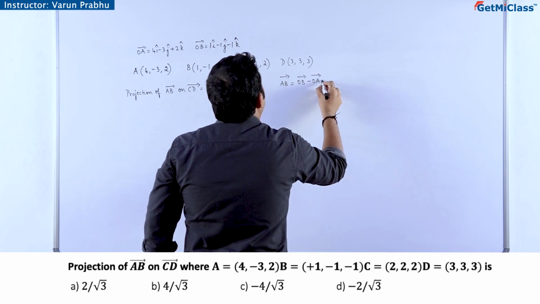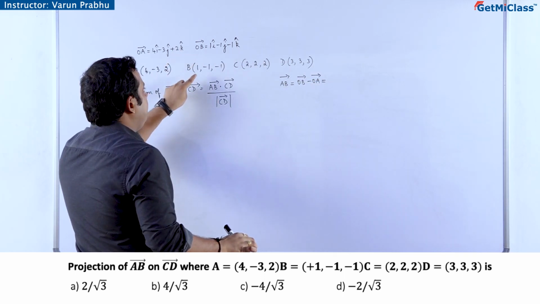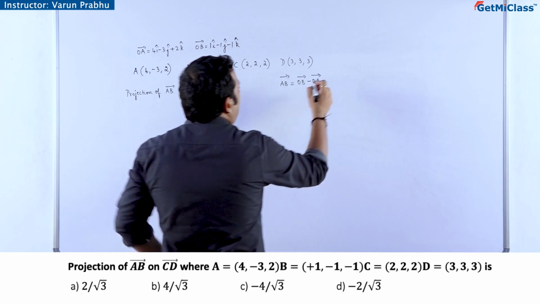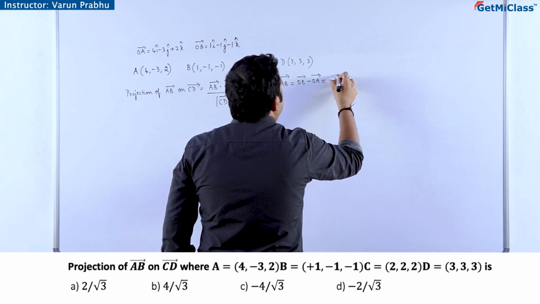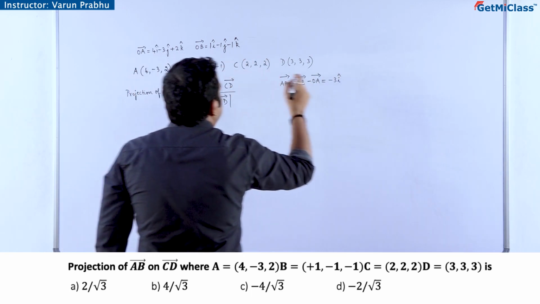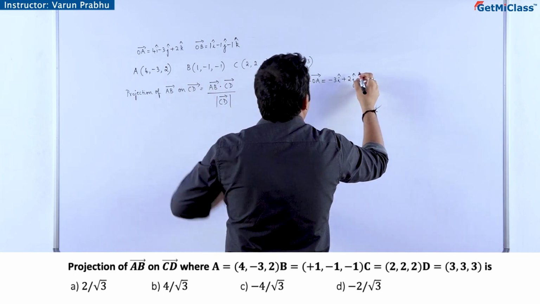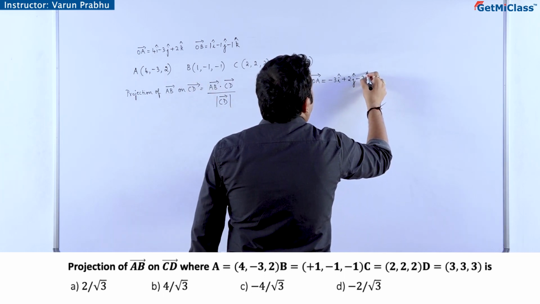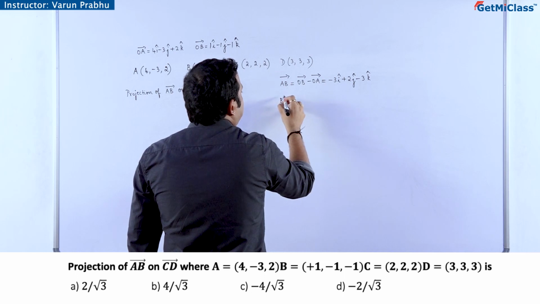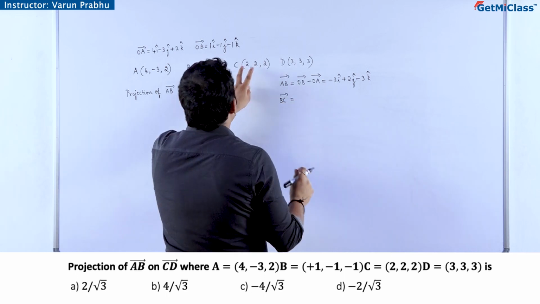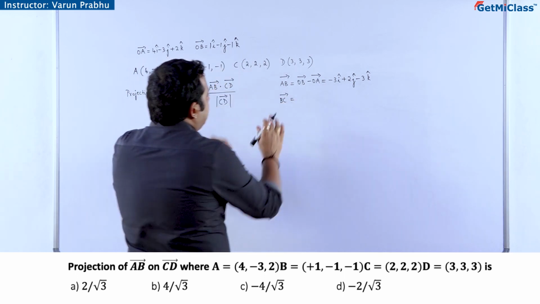Instead of writing this and wasting time in the competitive exam, just subtract the numbers. 1 minus 4 is minus 3i cap. Minus 1 plus 3 will be equal to 2j cap. And then minus 1 minus 2 will be equal to minus 3k cap. And similarly, we need vector AB on vector CD, right?